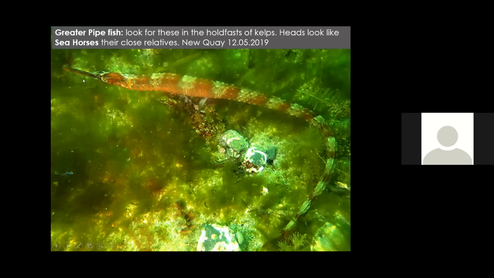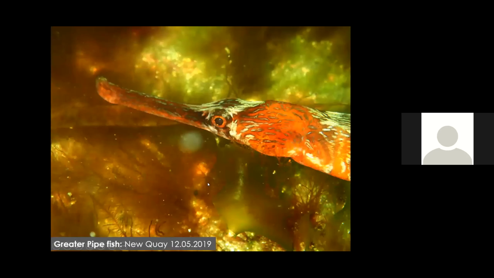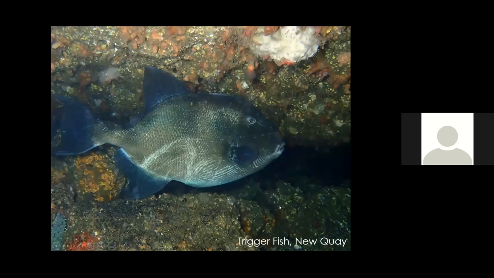Also in Newquay, this is the greater pipefish. They look like seahorses because they're related to seahorses. Look at the snout, and the coloring tells you the identification. A few odd pictures then of triggerfish in Newquay, not in 2020, but somebody did see one in 2020, but I didn't. But there were 4 or 5 of them, was it 2019?